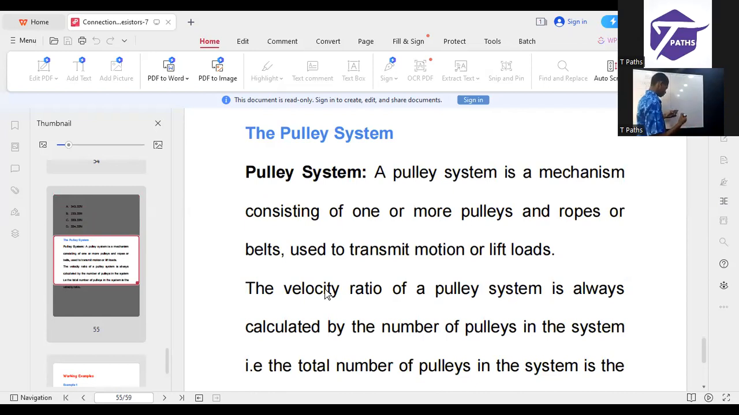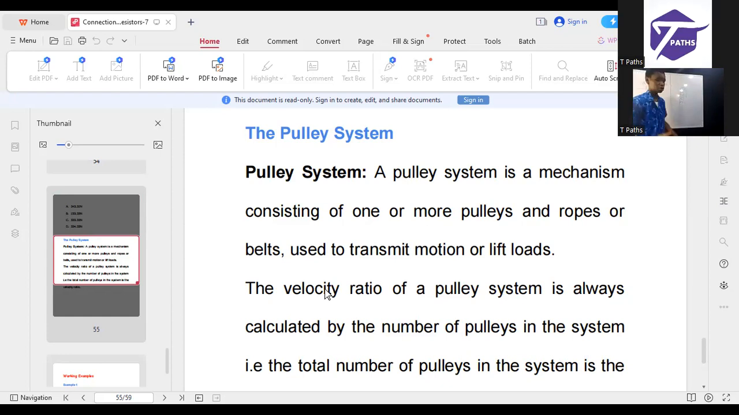Okay, let me say, for example, I have something like this. I have a pulley like this. Whatever, my drawing is bad. Okay, let me say I have something like this. This is a pulley, right? So if this is a pulley and I want to calculate the velocity ratio of my pulley, for me to know the velocity ratio of this pulley, I'm going to count one, two, three, four. The number of pulleys in the pulley system is what I'm going to count.